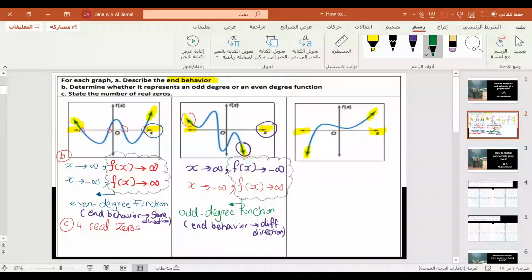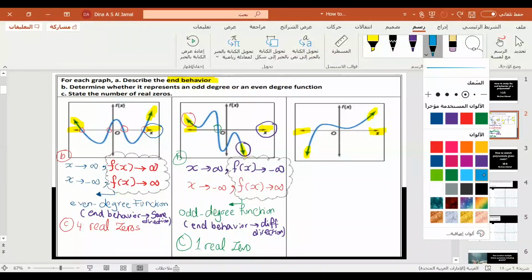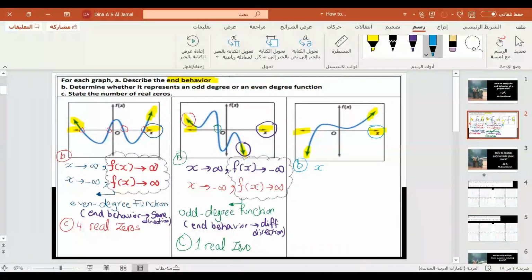Now, if I would like to know what are the number of real zeros, that means I will go and I will look how many times did it intersect the x-axis. Only one time. That means I have one real zero. Then let's go to the other graph. When x goes to infinity, your f of x is coming up, increasing, and to the right. Infinity. And when your x goes to minus infinity, your f of x goes down. That means minus infinity.